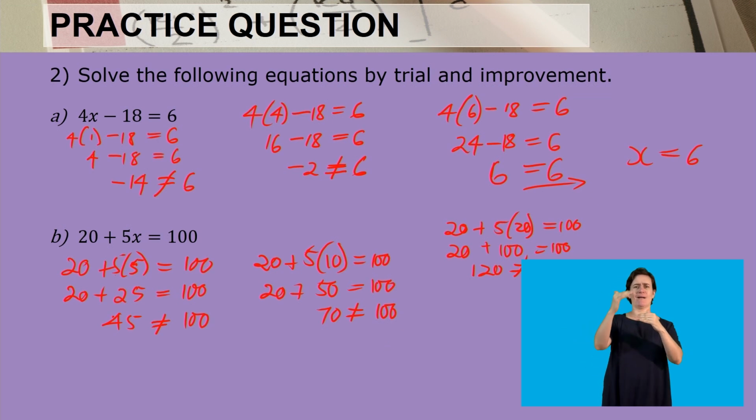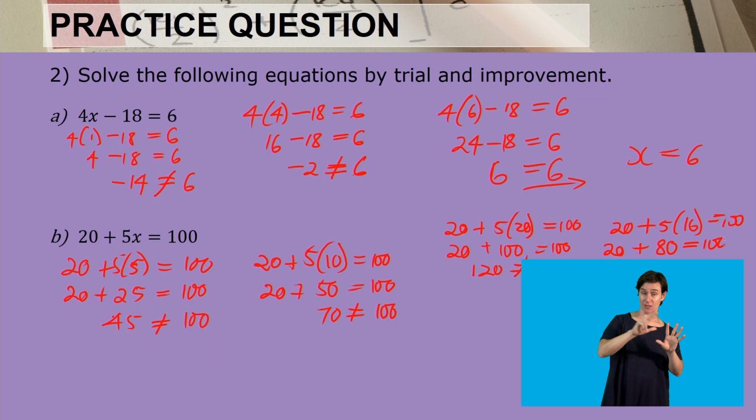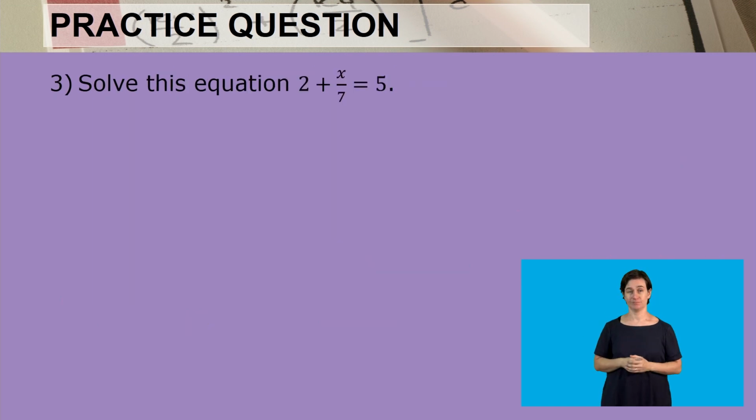So let's go back a little and try 16. 20 plus 5 multiplied by 16: 5 times 16 is 80, and yes, 20 plus 80 is 100. So 100 equals 100. That means our value of x is 16. That's the correct value of x. Let's move to the next one.